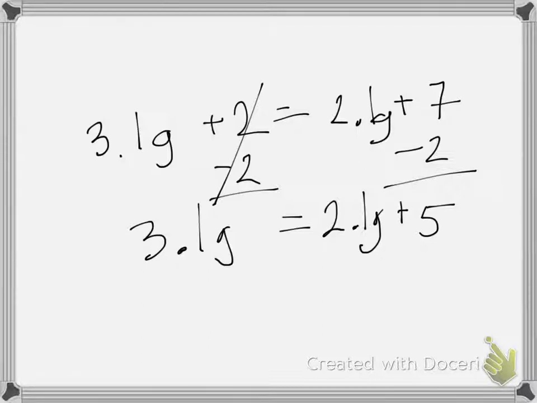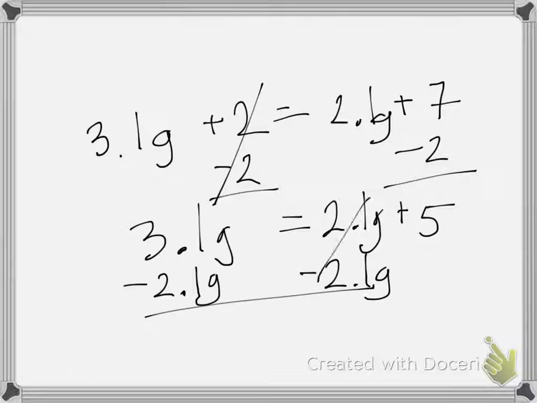So now I'm going to move the g's. I'm going to move this g variable to the other side. So I'm going to subtract 2.1g, subtract 2.1g. And this cancels, and you're left with 5 equals, and then right here it's going to be 1 minus 1 is 0, 1g. So what's 1 times g? Well, it's just g, right? So I can go ahead and remove this g, this 1, and that's my answer.